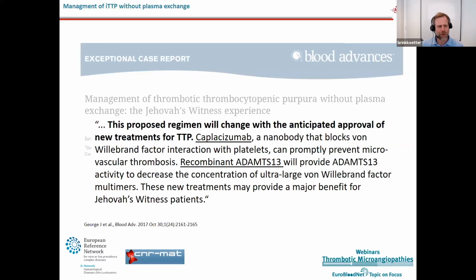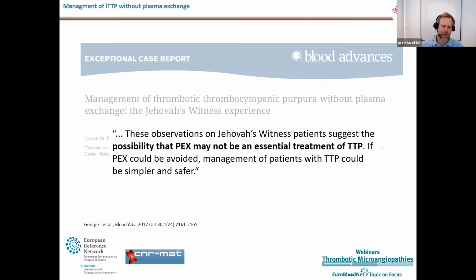There are 2 more interesting aspects in this paper. The authors also speculate on the role of new treatments for TTP, including Caplacizumab, a nanobody that blocks von Willebrand factor interaction with platelets, and also recombinant ADAMTS13 to provide ADAMTS13 activity to the patient. And they hypothesize that these new treatment options may provide a major benefit for these patients. And in another paragraph, they make this very remarkable statement that the possibility that PEX may not be essential in the treatment of TTP, that basically we learn a lesson from these case reports.